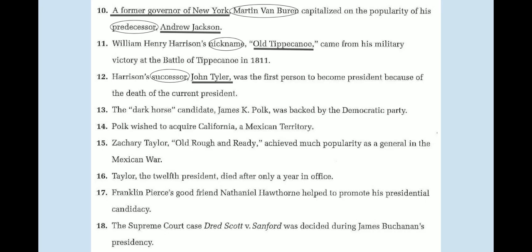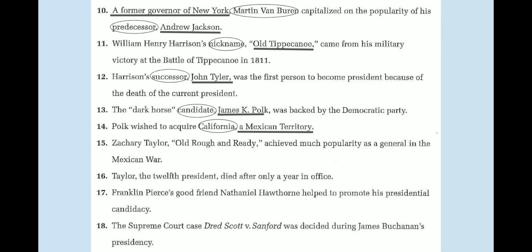Number 13, the dark horse candidate James K. Polk was backed by the Democratic Party. James K. Polk is our appositive phrase, identifying the noun candidate. Number 14, Polk wished to acquire California, a Mexican territory. A Mexican territory is our appositive phrase, adding more information to our noun California.